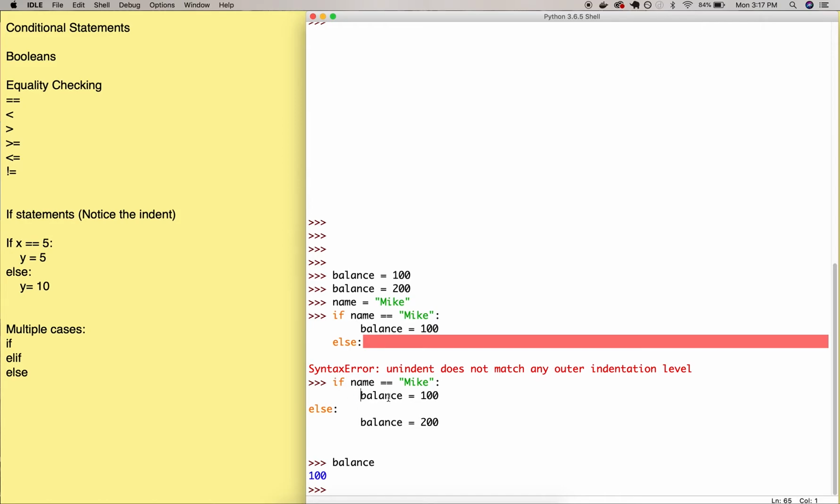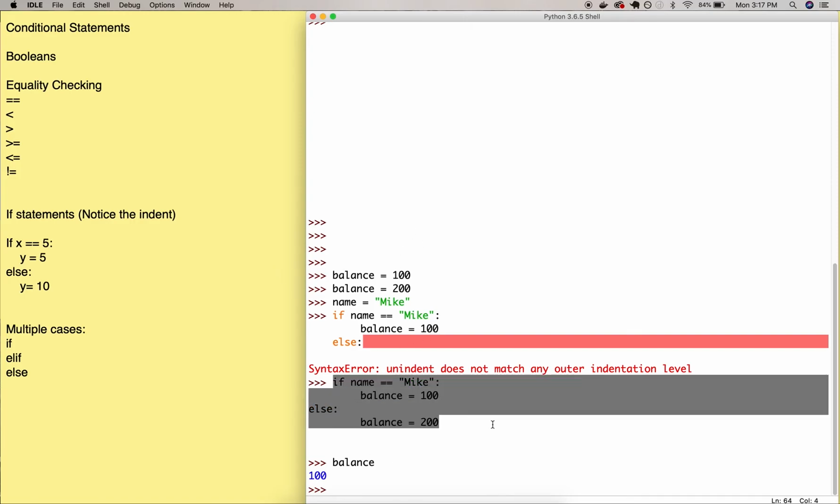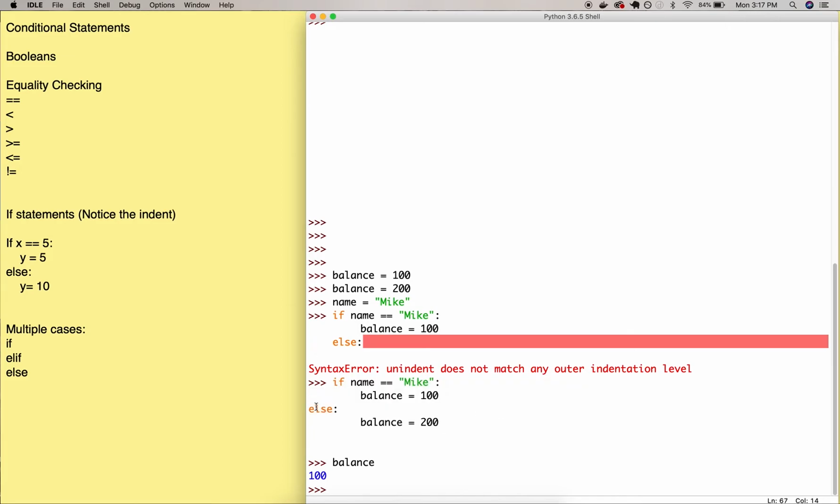So I have this indentation going here, and indentation means that this line of code is only going to execute if the line above it is true. So this balance 100 is only going to be accurate if the line above it is also accurate. What I typed out is that this if and this else should be on the same line, but the results should be indented.